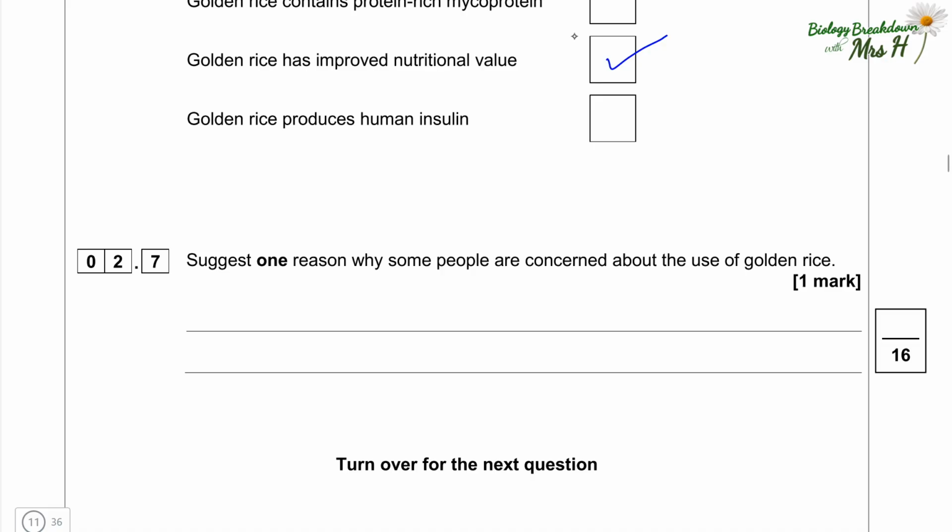Suggest one reason why some people are concerned about the use of golden rice. There are lots of reasons people get worried about these things.